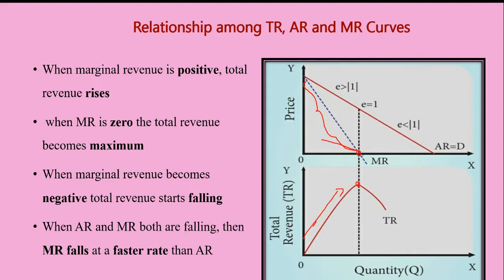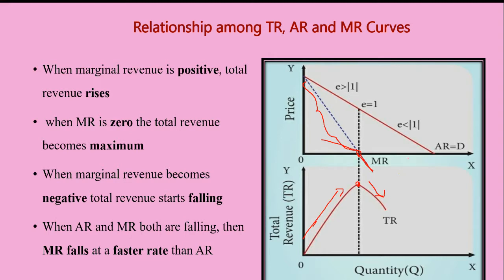Third point, now the marginal revenue is becoming negative. When it comes below the axis, it is negative. When the marginal revenue is negative, the total revenue falls down. The total revenue is falling. First point, when the marginal revenue is positive, the total revenue is increasing. When the marginal revenue is zero, the total revenue is maximum. Third point, when the marginal revenue is negative, the total revenue falls down.